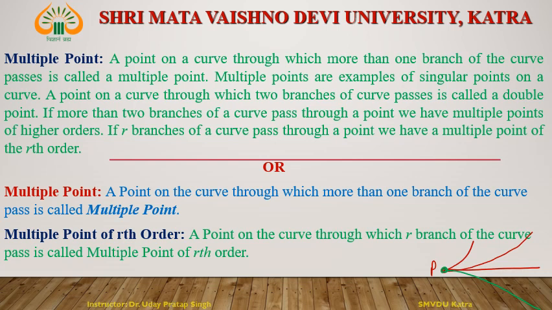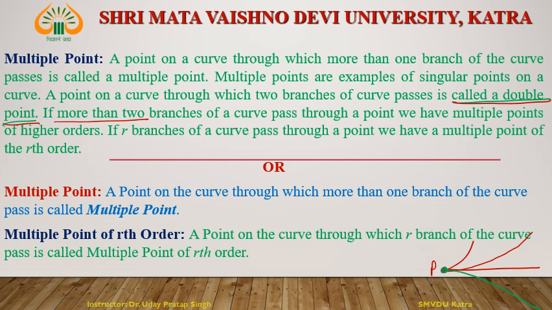A point on the curve through which 2 branches of the curve pass is known as a double point. But if more than 2 branches, for example 3 branches of the curve pass, then this P is known as a triple point. If r branches of the curve pass through this point P, then it is known as a multiple point of rth order. In our syllabus only one singular point is mentioned, that is the double point.